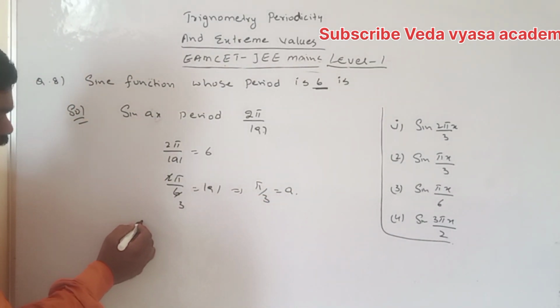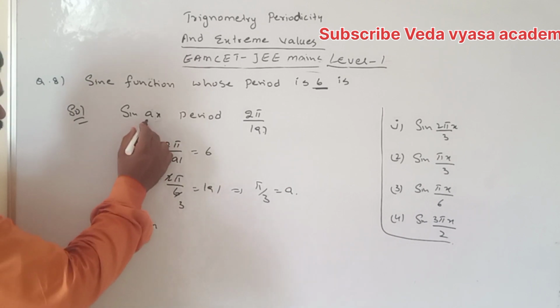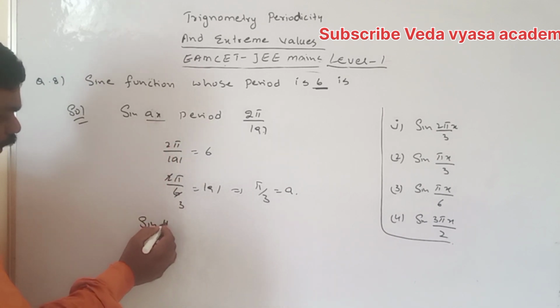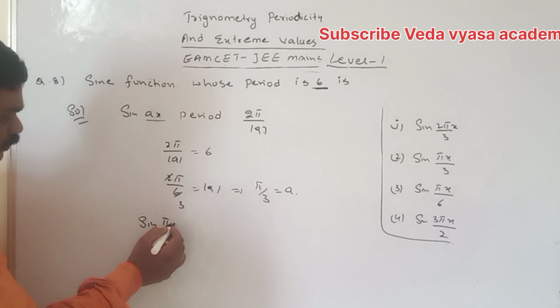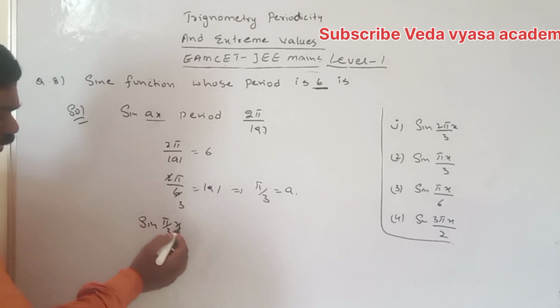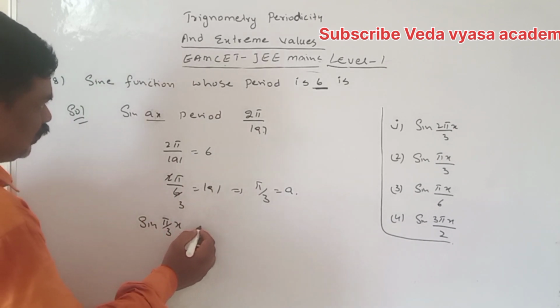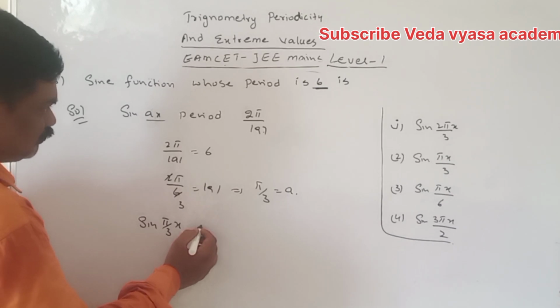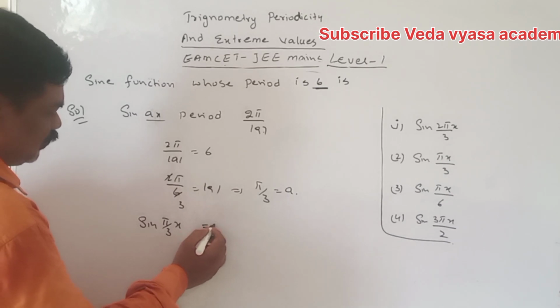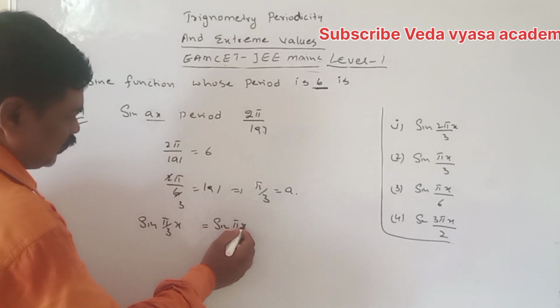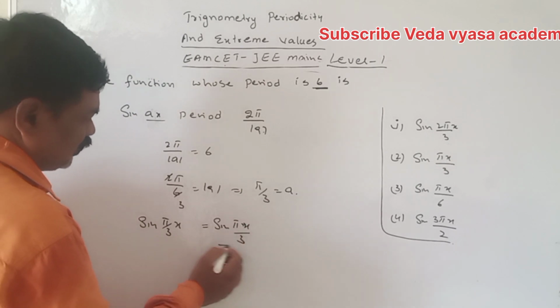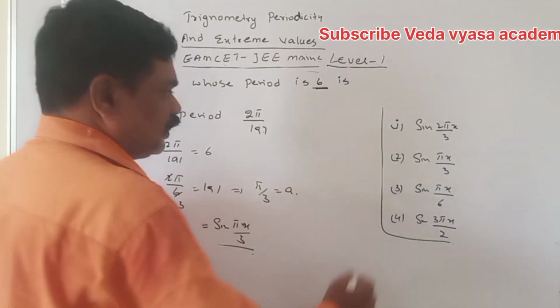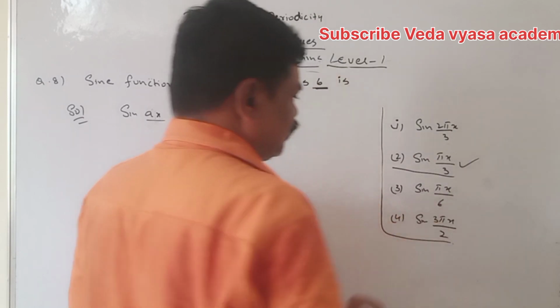Then what is the sine function? Sine ax, that is sine of pi by 3 into x. So this is equal to sine of pi x by 3, which is the answer. So we have option 2 is the answer.